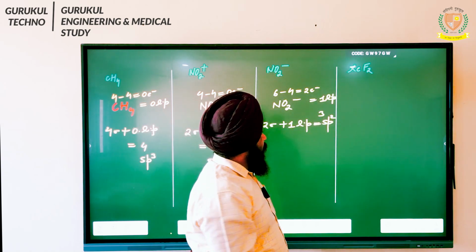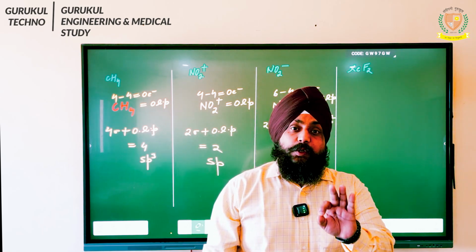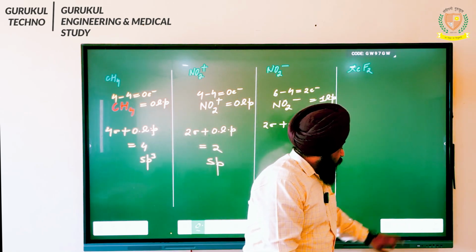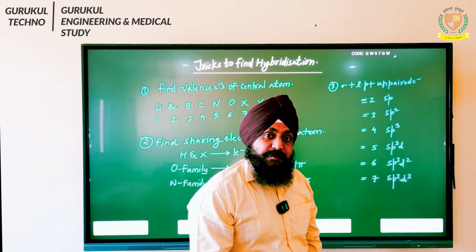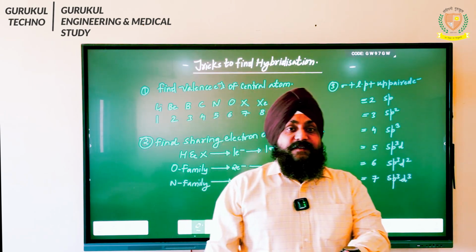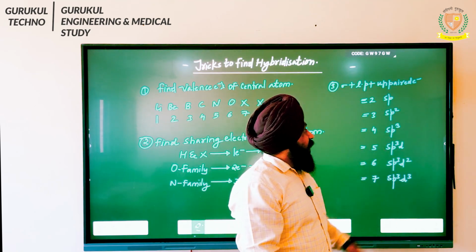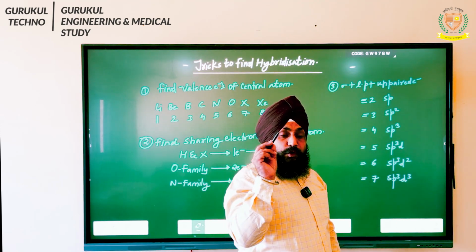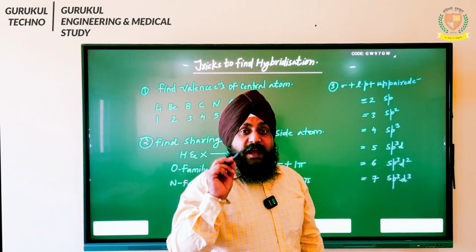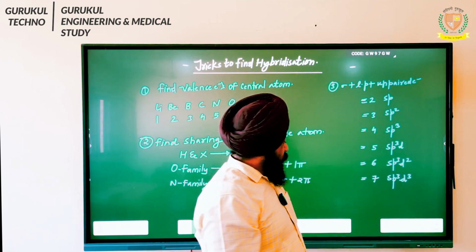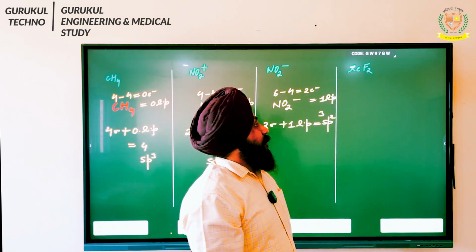When it is 3, you will call it as sp2 hybridization. See, when it is 3, it is sp2 hybridization. So students, here we have seen 3 examples. One of methane, which was sp3 hybridized. One of NO2 plus, which was sp hybridized, and one of NO2 minus, which is sp2 hybridized.